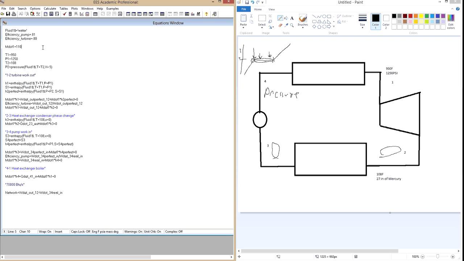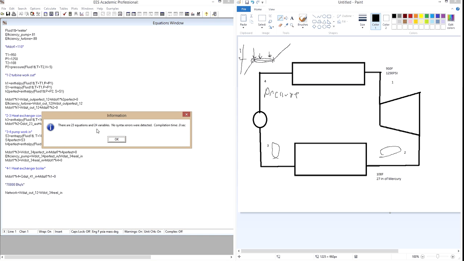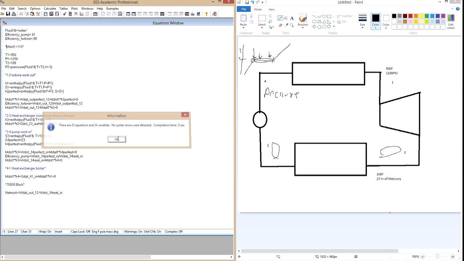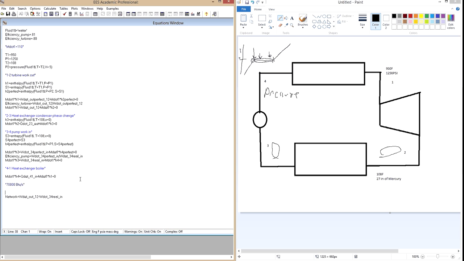Instead of changing our M dot to 110, I'm just going to bracket out our M dot. Now I won't be able to solve it because I don't have enough variables: 23 equations, 24 variables. But what I can do is say, well, network equals these two things, but network also equals 70,000 BTUs per second. Really, I could just replace this with 70,000, and then it will be forced to solve for the M dot 1 that would give it 70,000 network.